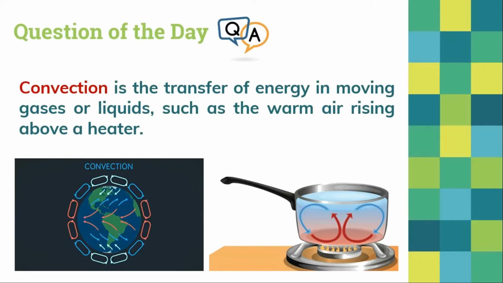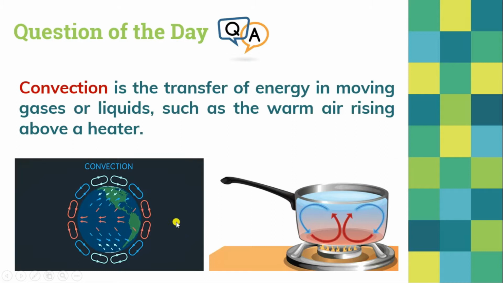All right. So convection is the transfer of energy in moving gases or liquid. So that means that when you have heat, gases, or liquid involved, then probably you are in a case of convection, such as the warm air rising above a heater. In this case, if we take a look at the image on the right, we have a pot on the stove, right? Now, convection is caused by cool parts sinking and pushing warmer parts up into the liquid or gas. As the warm and cool parts move, they cause rotating currents, as we can see right here. The currents spread thermal energy throughout the material.